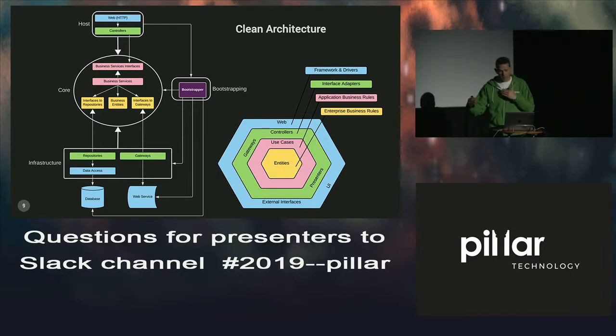So I tried to align the colors here with the rings in the onion, clean, hexagonal architecture on the right. The blue is the web, so that's our frameworks and drivers, and our interface adapters are the controller. That's all encapsulated within one project. Then we have the core project and an infrastructure project. I like these ideas because it makes it a little more predictable as far as how I actually plug all this stuff together.